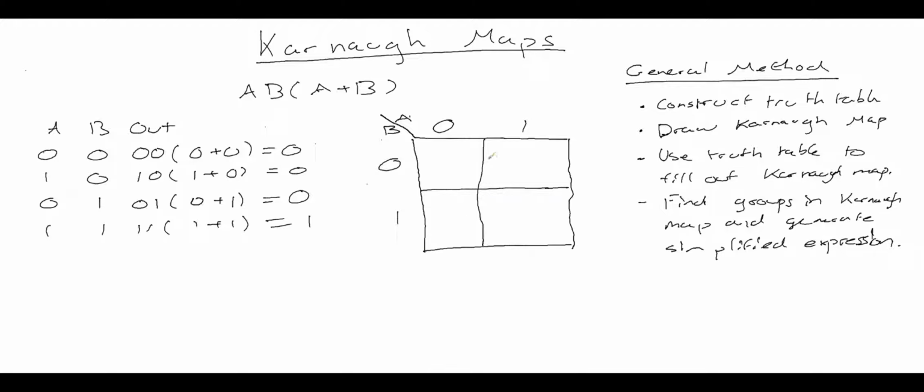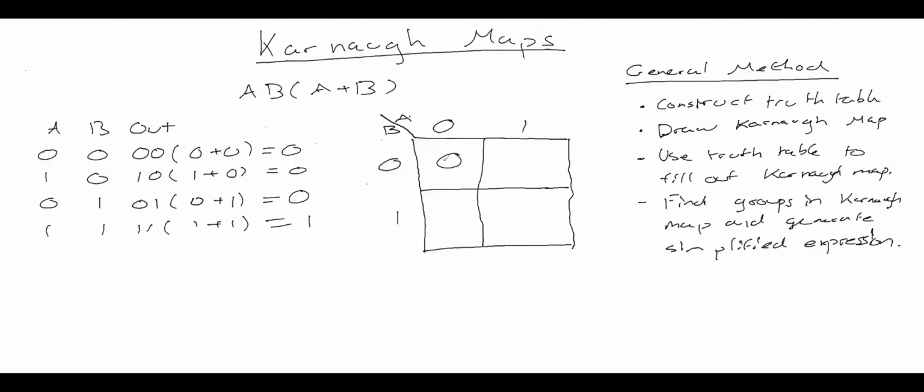Now that we've got our Karnaugh map, what we need to do is look at each cell of the Karnaugh map and use our truth table to fill it in. The way we do that is we look at each axis from each cell. So say I'm looking at this cell here, I look on the A axis and the A input is a 0, and I look on the B axis and the B input is a 0. So I look in my truth table to see where both A and B are 0, and the output is 0, so I write a 0 in here.